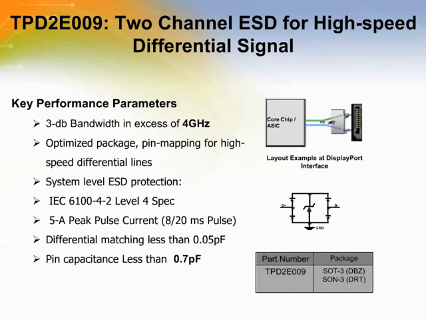The TPD2E009 offers protection from stress caused by ESD. This device also offers 5 amps peak pulse current ratings per IEC 61000-4-5 specification.